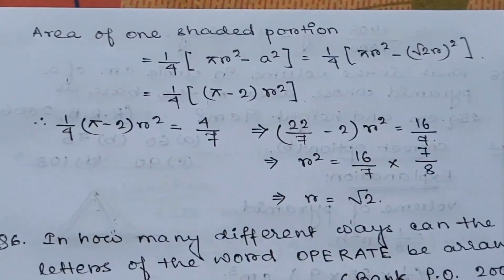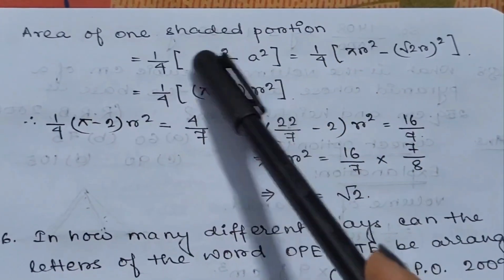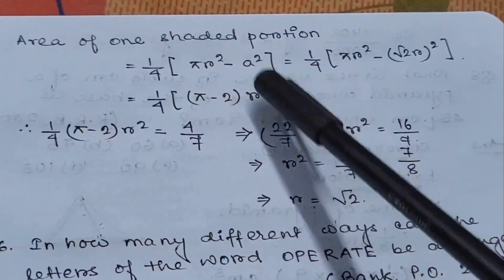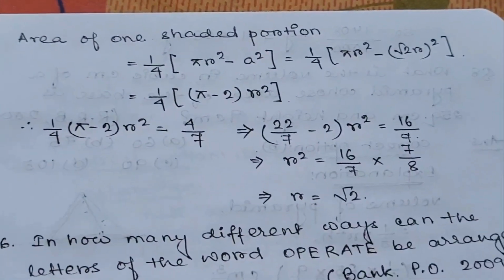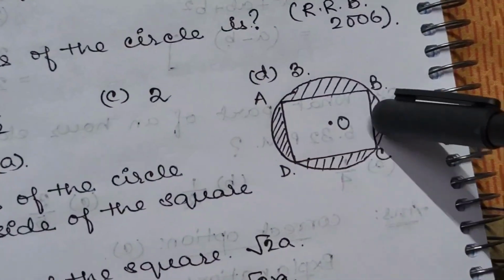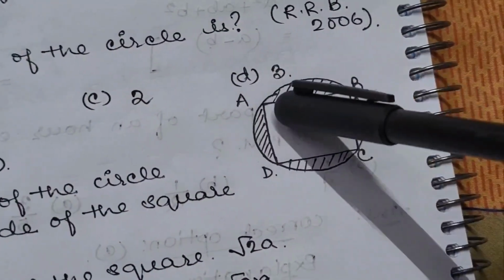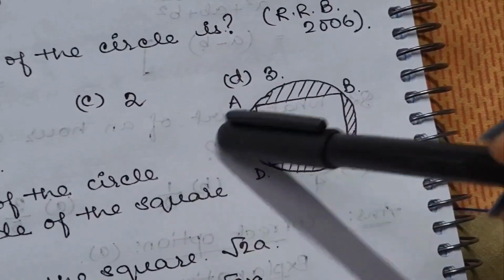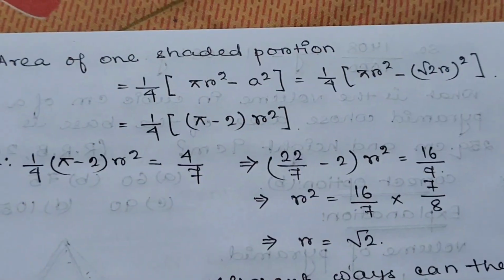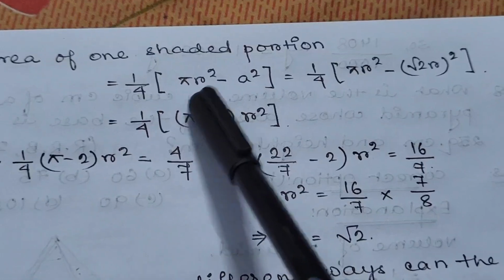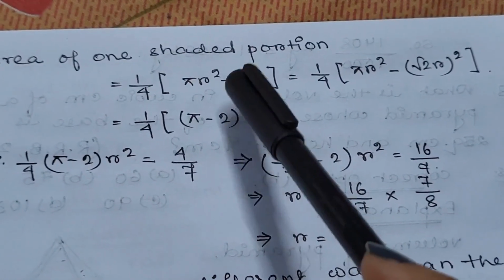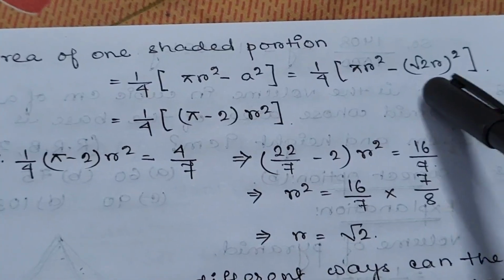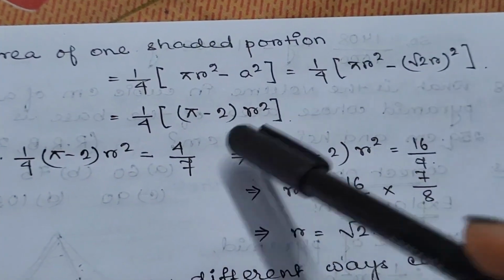Now the area of the shaded region is pi r square, the area of the circle, minus a square, because the shaded region here is this one. That is, the area of the circle minus the area of the square is the shaded region. Now this a, we have found out that a is root 2 r. So substituting the value of a, we get this.